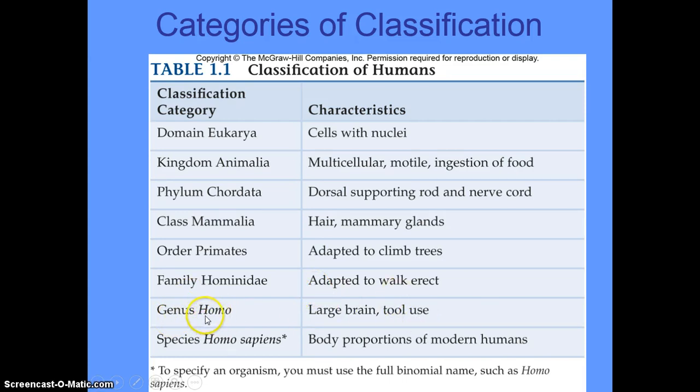Notice that it is written italicized, with a capital H. We're in the species Homo sapiens. So the first letter is capitalized, the first letter of the second word is not, and they're italicized. If you're handwriting this, you would underline them. And this means we have body proportions of modern humans.